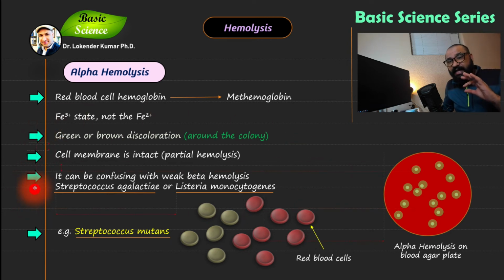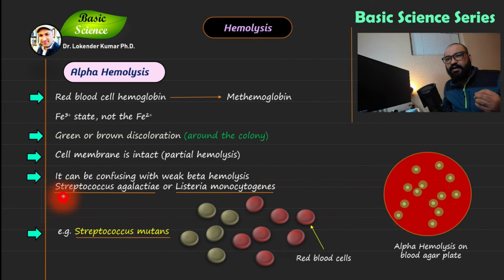Another point, it cannot be confused with the weak beta hemolysis, right? I'm not using weak hemolysis as the alpha hemolysis. I'm saying partial or incomplete hemolysis is the alpha hemolysis. So it is really important because there are some bacteria that will give you weak beta hemolysis.